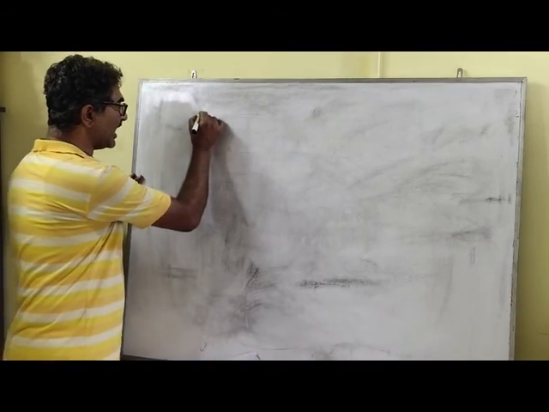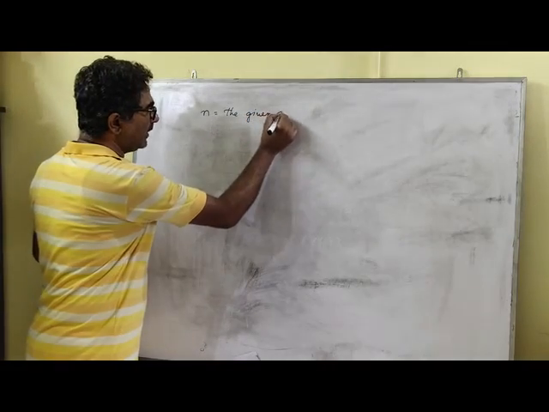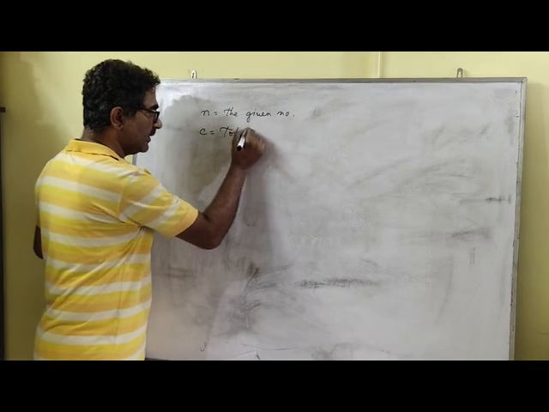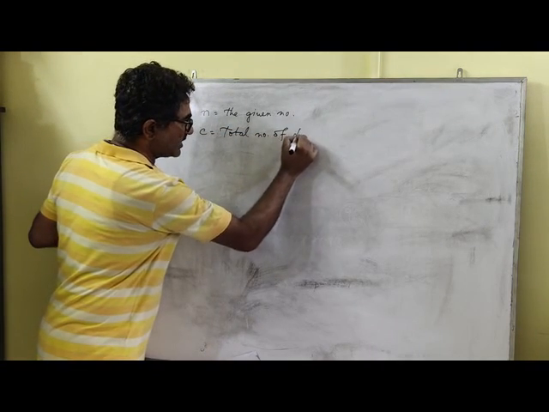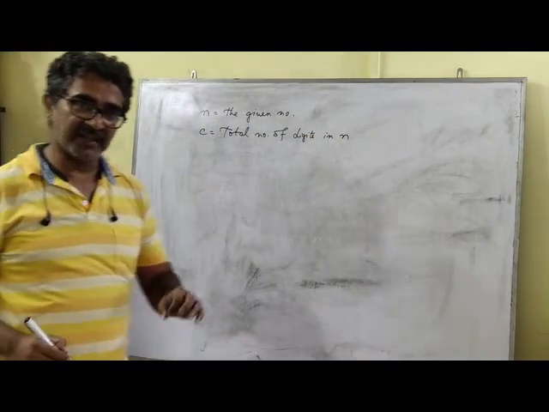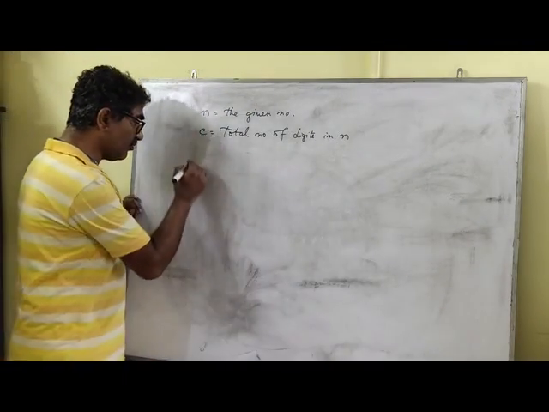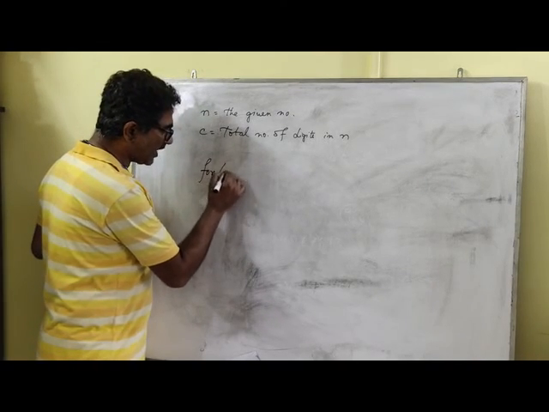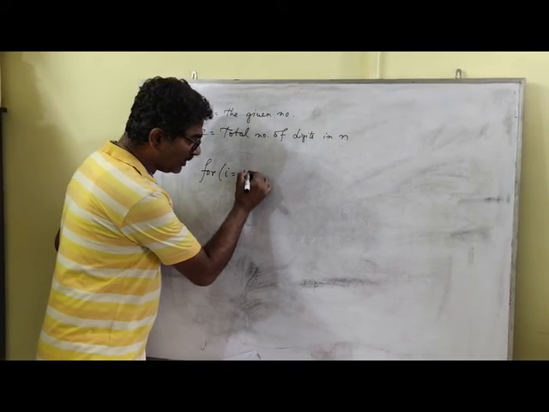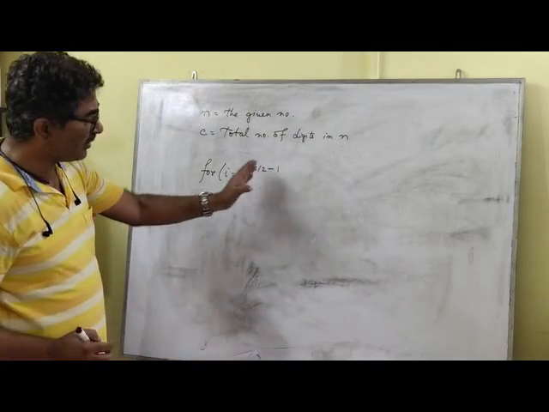So here, assuming that n is the given number, that is the number entered by the user, and c is the total number of digits in n, which we already learned how to count. Now we are going to find the factors, of course only if it has an even number of digits. So we run a for loop for i equal to 10 to the power of c by 2 minus 1. This is what I said.